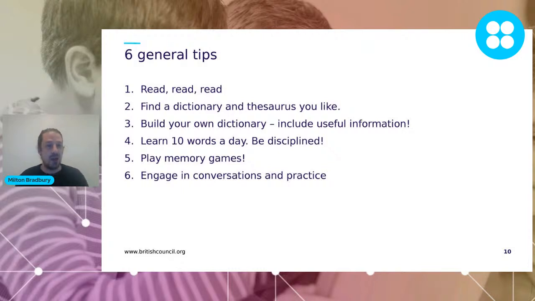I think it's useful that learners explore the different versions available, find what they like, and then stick with it. Okay, so it just becomes routine. Building your own dictionary. So similar to the table that I showed before, this is so useful. It doesn't always need to be in a table. We can also do kind of mind maps and things like that.